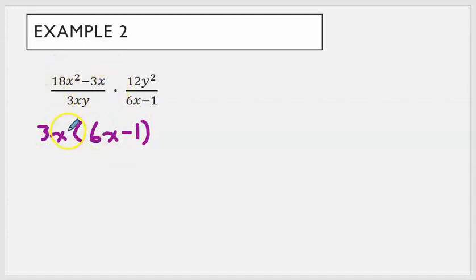Now on the bottom left, there's no factoring to be done because we just have a single term, 3xy. Same thing for the other fraction. So now if we write the multiplication symbol, in the top right, I have one term. So there's nothing to factor there either.